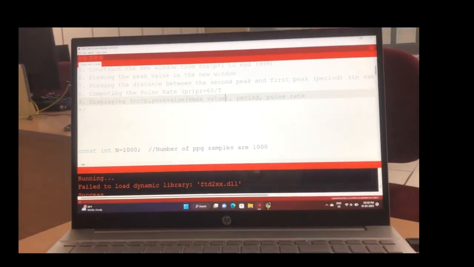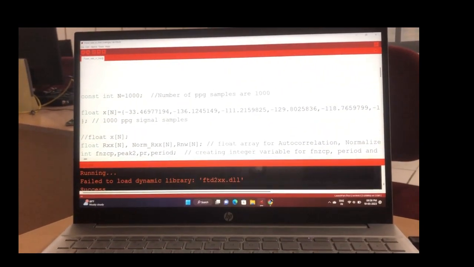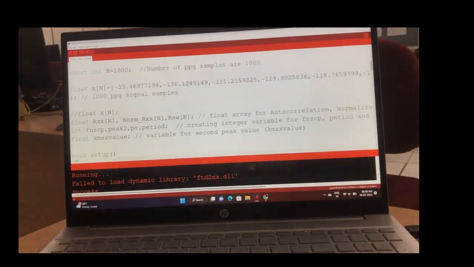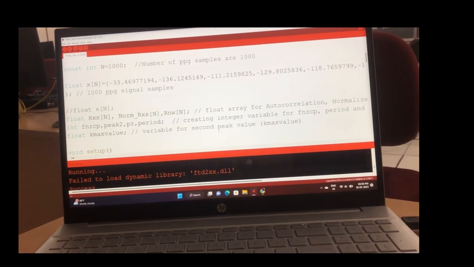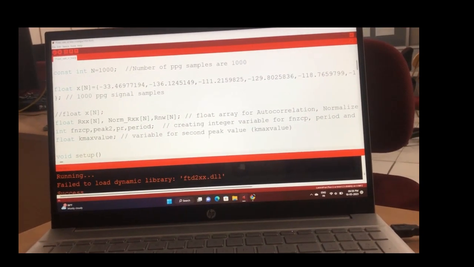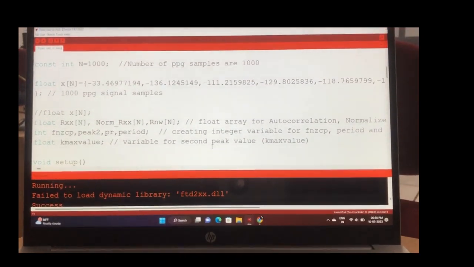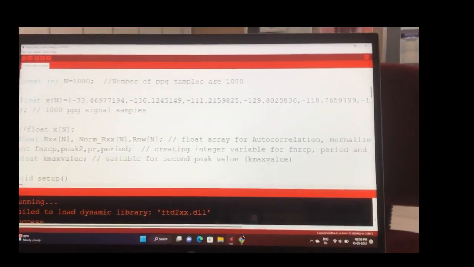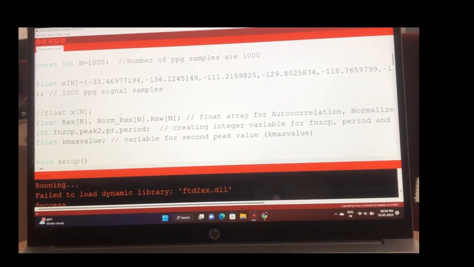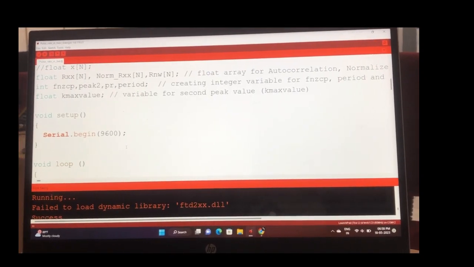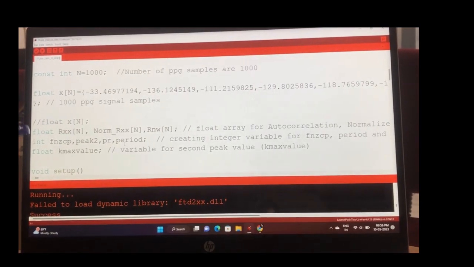Then slowly, if we see the code, we have taken an integer as 1000, that is the total number of PPG samples, and the 1000 samples are taken as a float variable x of n. Those 1000 values are comma separated values read from the PPG source, that is your PhysioBank ATM. After taking the 1000 samples, we find the autocorrelation function. These are all the variables.